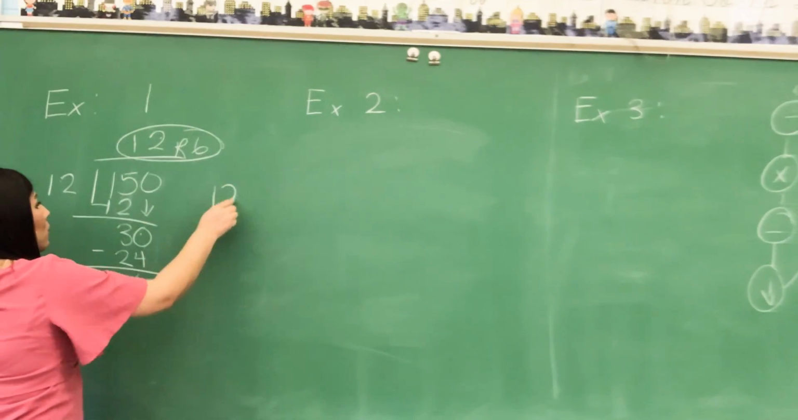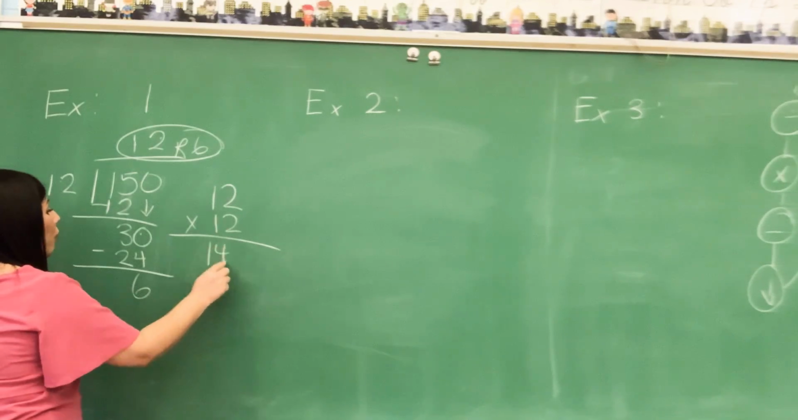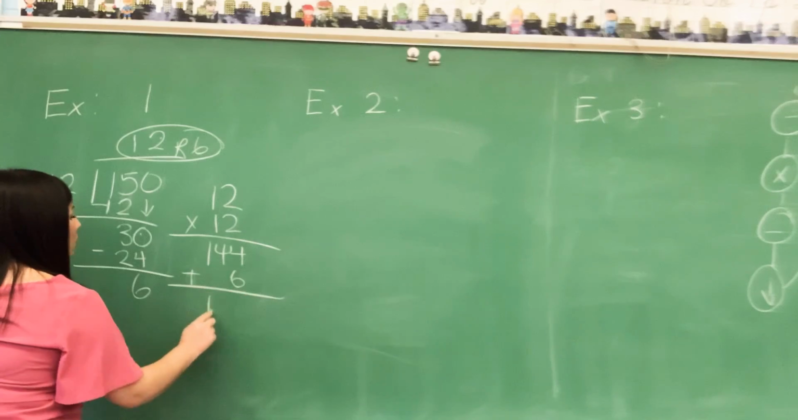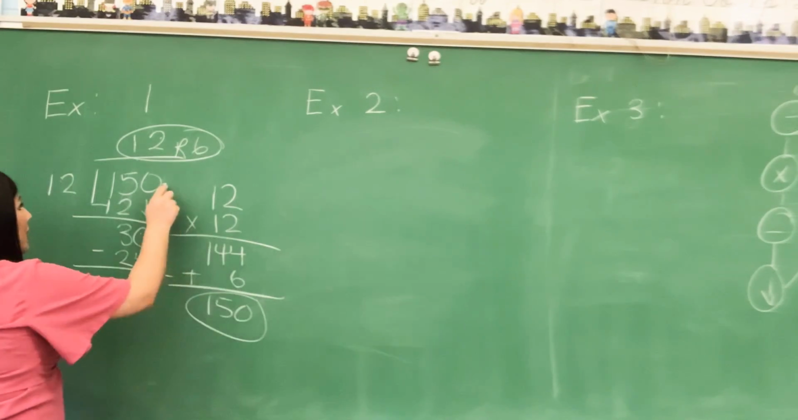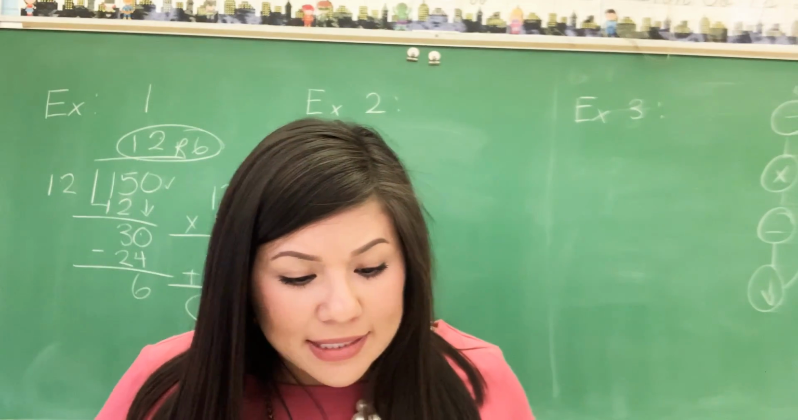I can check this by multiplying 12 times 12 and then adding the remainder. 12 times 12 is 144, plus 6 is 150. So my answer is correct. 12 remainder 6 is correct. All right, let's look at the next example here.